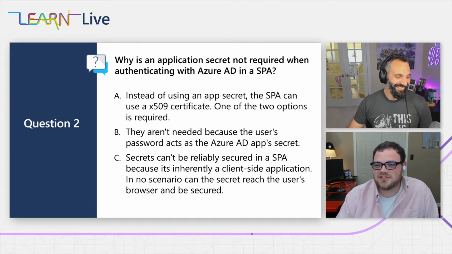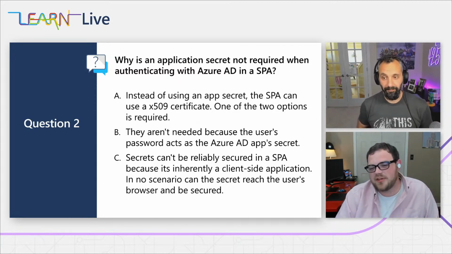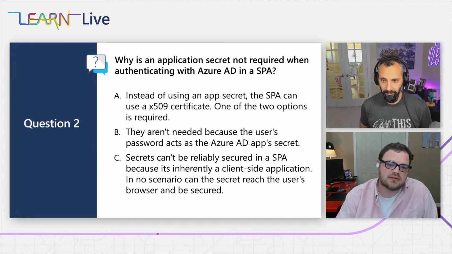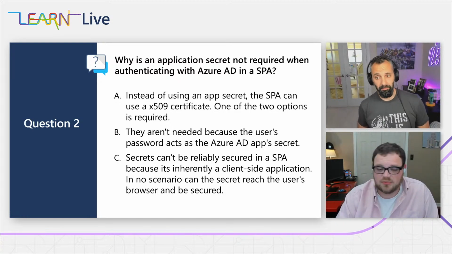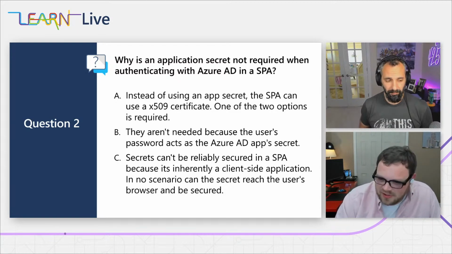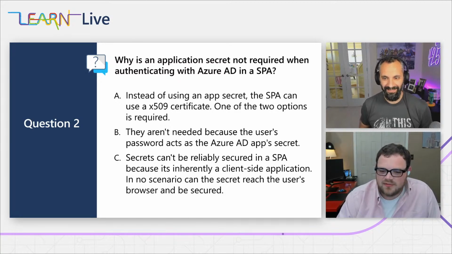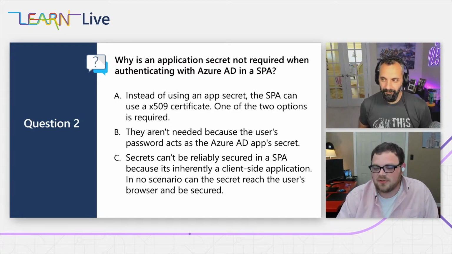So the next one, why is an application secret not required when authenticating with Azure AD in a SPA? And we didn't really talk about this, but why would a secret not be required? Instead of using a secret, we could use a certificate. We have to use one or the other. Okay. They aren't needed because the user's password acts as the Azure AD app secret. That's an interesting one. Yeah. Secrets can't be reliably secured in a SPA because it is inherently a client-side application, and in no scenario can the secret reach the user's browser and be secured.